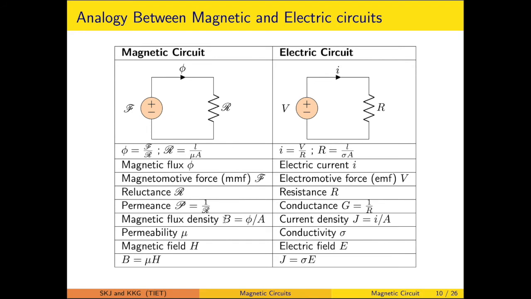Similarly, the magnetic flux density is the flux upon area of cross section, so similarly there will be a current density J equal to I upon A. On the analogous line, permeability is analogous to the conductivity. Magnetic field intensity H is analogous to the electric field intensity. B is equal to mu H, so J is equal to sigma E, likewise.